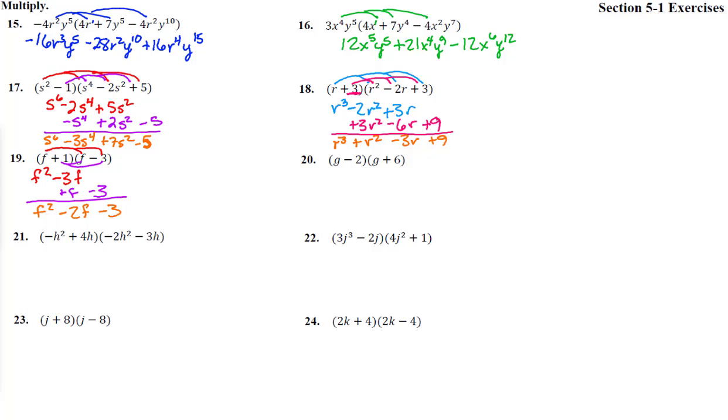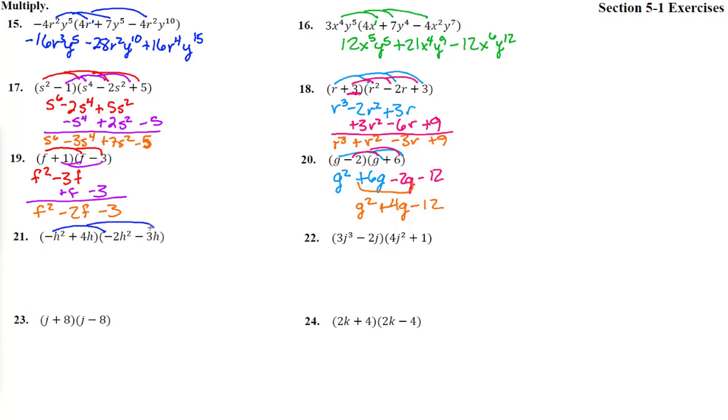Good. Number 20. We're going to jump the g through and we get g squared plus 6g. Then we jump the negative 2 through and we get minus 2g minus 12. And then our answer would be g squared, these two go together, plus 4g minus 12. Good deal.